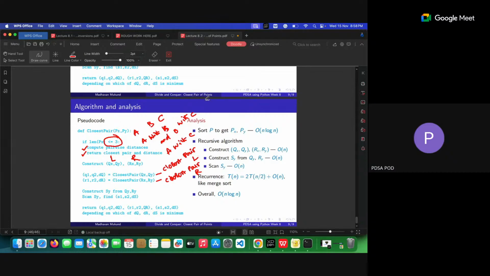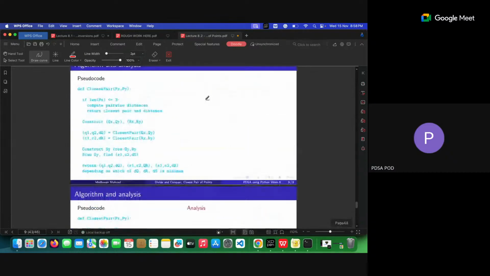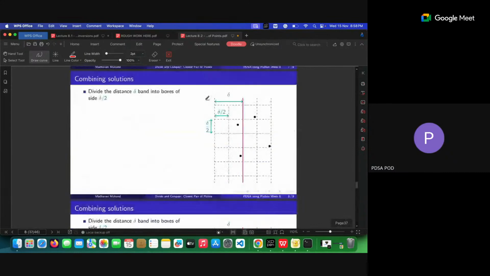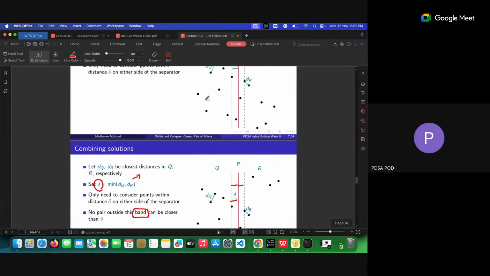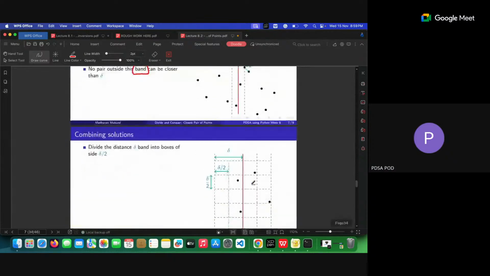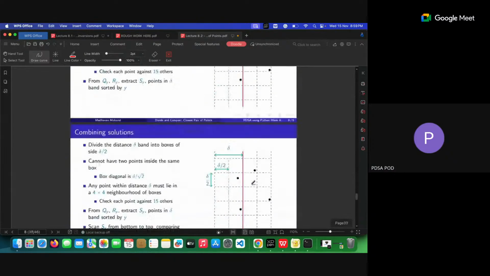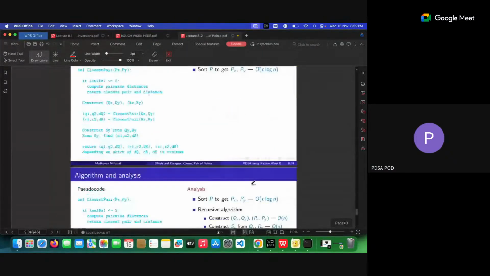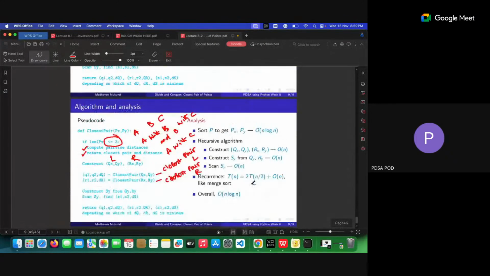So that we try to find out, like this one. See, here it is, the closest pairs in each of them. Here is the closest pair of points in the Q partition, and the closest pair of points in the R partition. So after that, the closest pairs in each partition have been done.